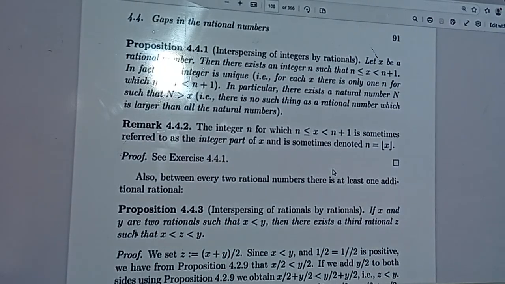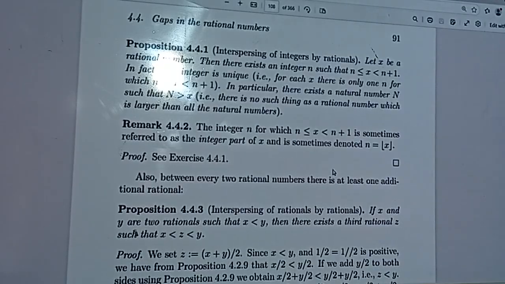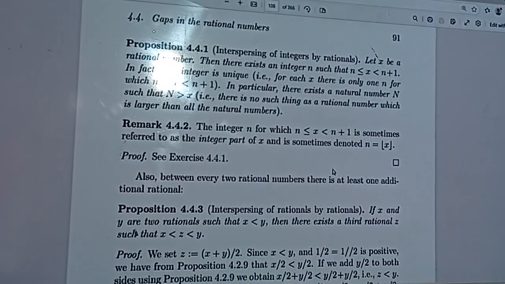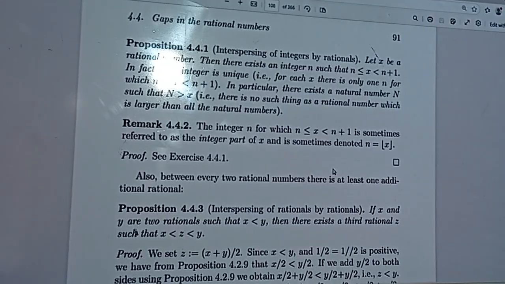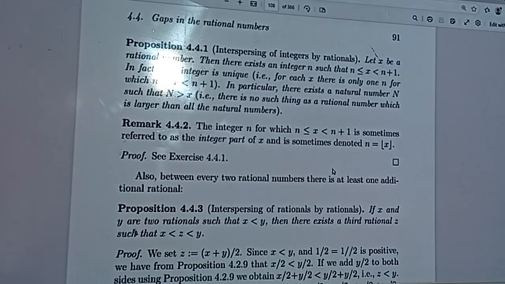Here is interspersing rationals by rationals. If x and y are two rationals such that x is less than y, then there is a third rational z such that x is less than z less than y. That is easy. Because if you take any two rationals x and y, x plus y is also a rational. X plus y divided by 2 is also a rational. So if x is less than y, then the middle point is x plus y by 2. So this proposition is easy. Right? This is an easy one.